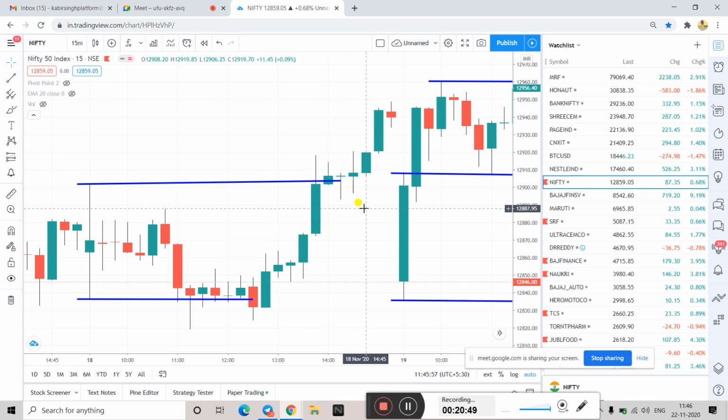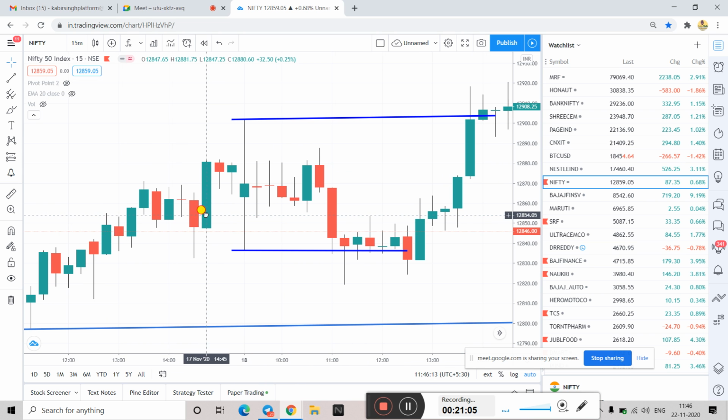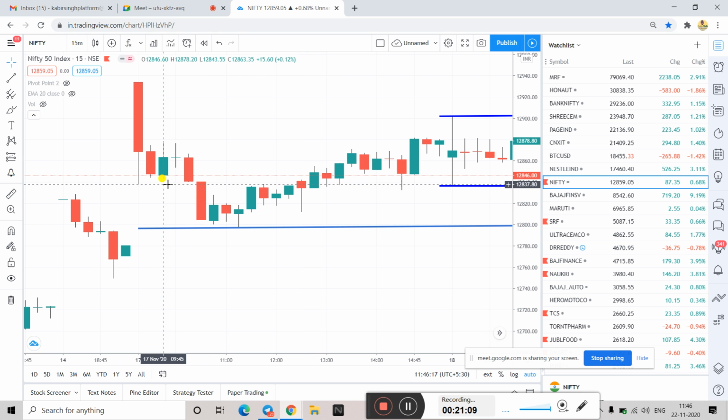So remember, buying should be done in ATM or immediate next strike price, and selling you have to do in OTMs. I have told you about selling also, how you will do it. Buying only at ATM, and selling at OTM. Yes, exactly. So here also we have discussed this scenario.